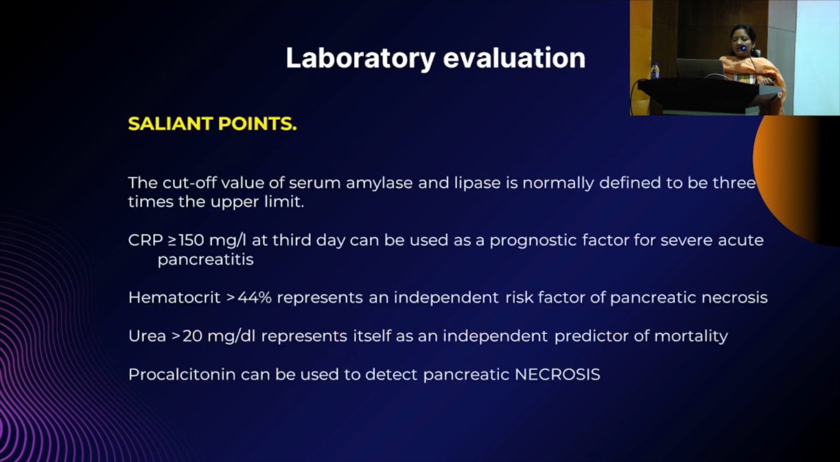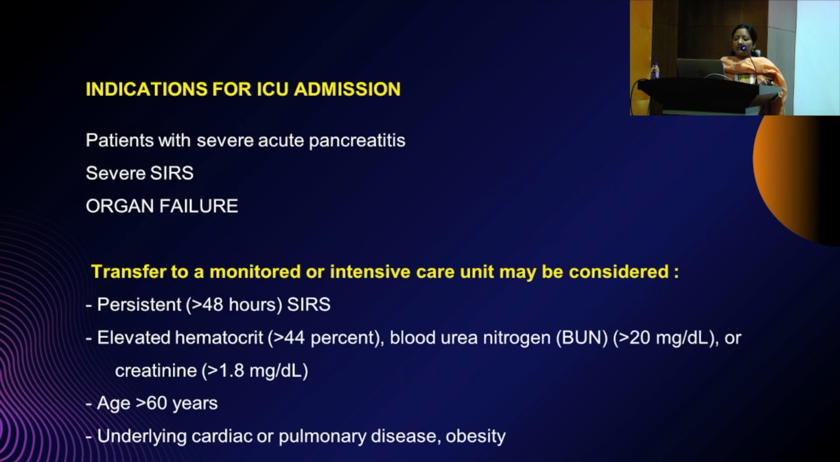And for laboratory evaluation, any patient who has amylase or lipase of more than 3 times, high CRP, hematocrit, raised urea, all these are markers of severe inflammation. So again, it helps us to identify the patients who fall into the moderately severe or severe category. Any patient who comes with a severe systemic inflammatory response or with organ failures will need ICU admission.